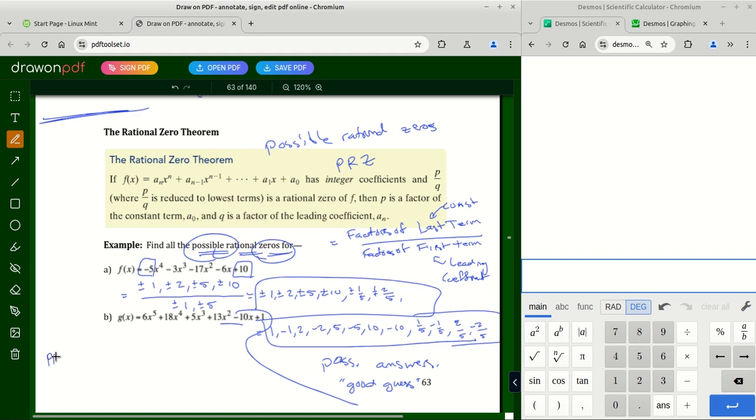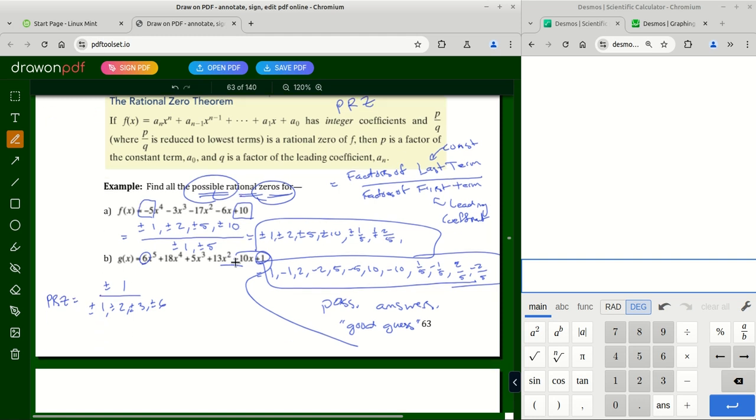Here we go. Possible rational zeros. We're going to look at the 1 over 6. So factors of 1 is 1. Factors of 6: 1, 2, 3, and 6. So in this case, we have a lot of fractions. 1 over 1 is a 1. 1 over 2 is a half. 1 over 3, 1 over 6. These are the possible answers.